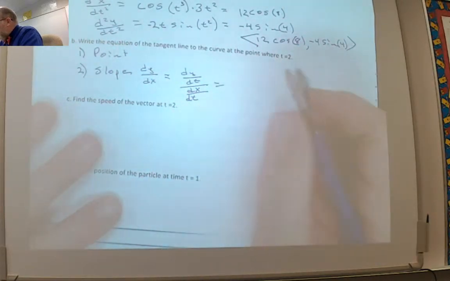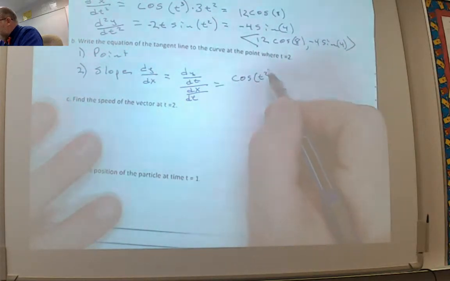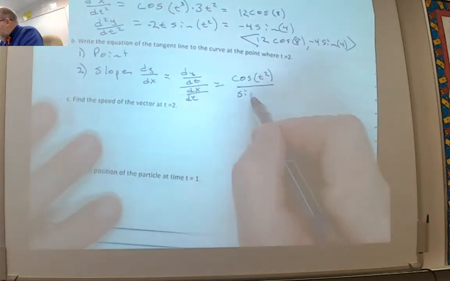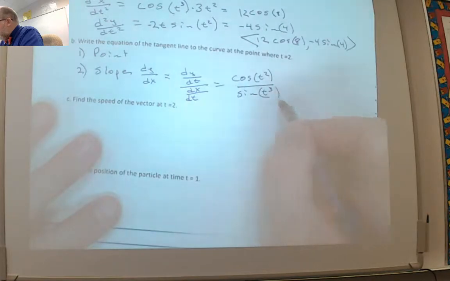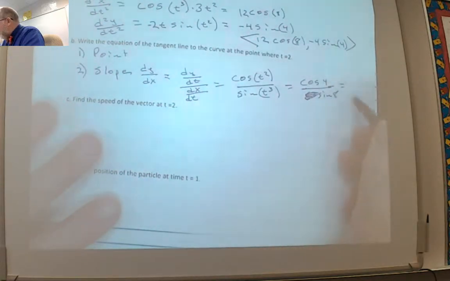So what is dy dt? It's cosine t squared over sine of t cubed. And we want it at t equals 2, so we get the cosine of 4 over the cosine of 8. Excuse me, sorry, the sine of 8. And we could figure that out on a calculator, right?